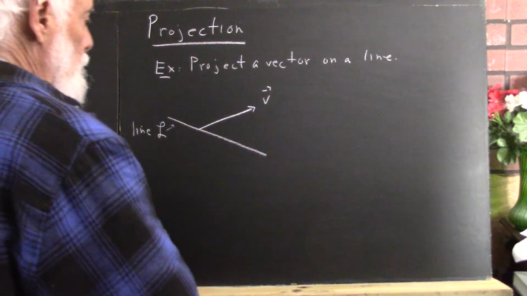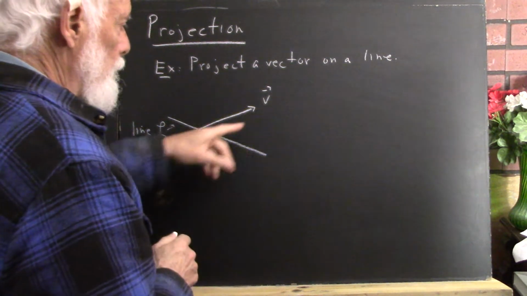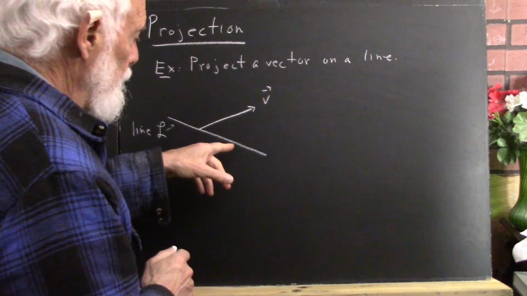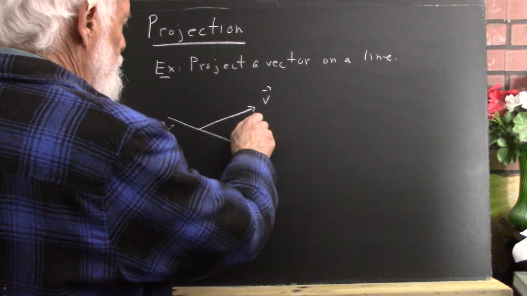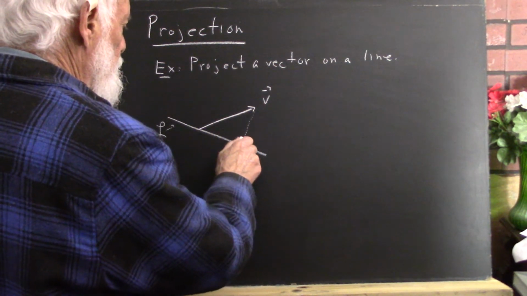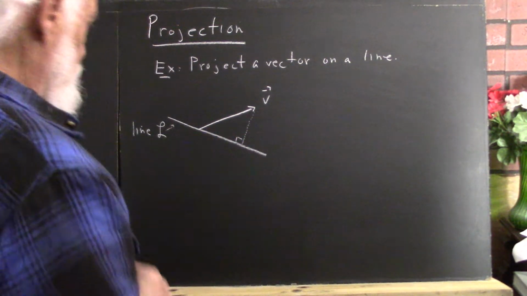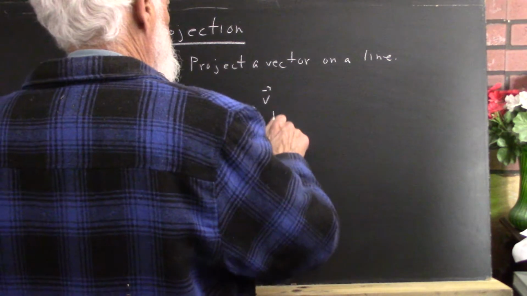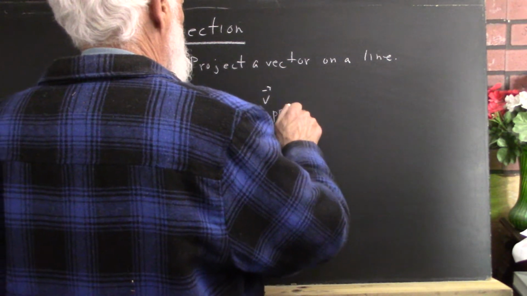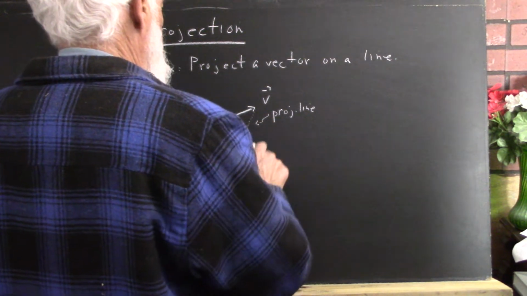So we take the tip of the vector and we project it down to the line, and it goes down to the line at a perpendicular. So this projection line has to be perpendicular to this line. Okay, this is a projection line, and it's at a right angle.